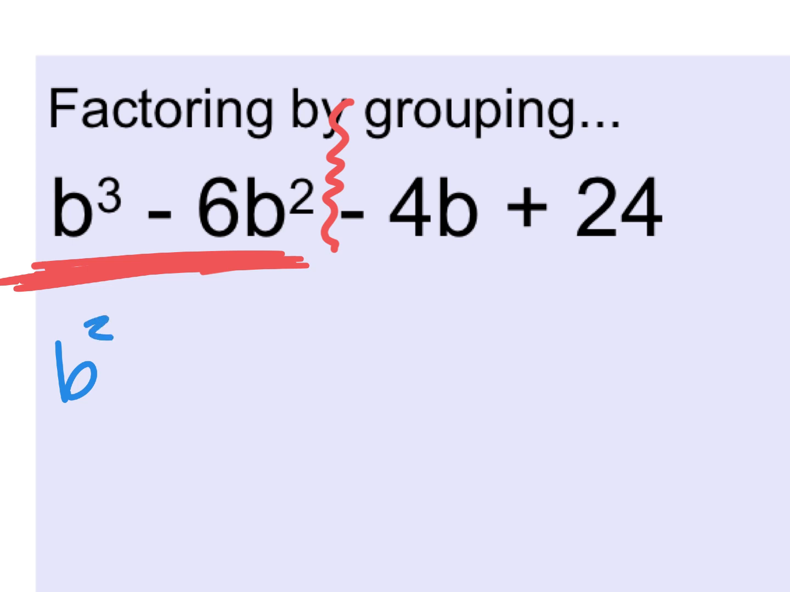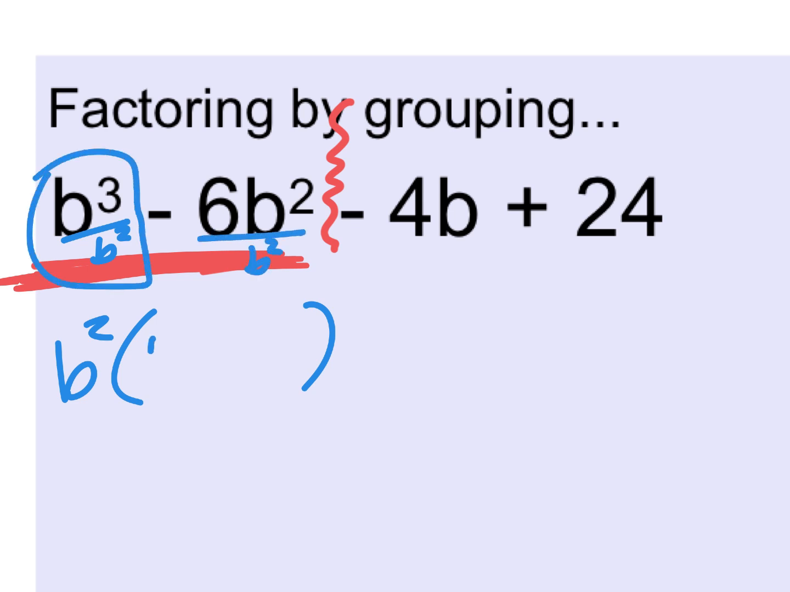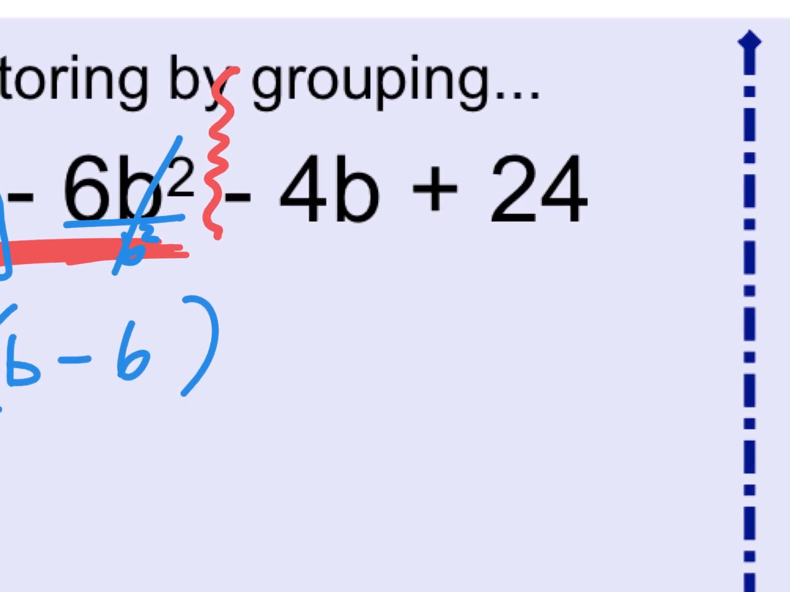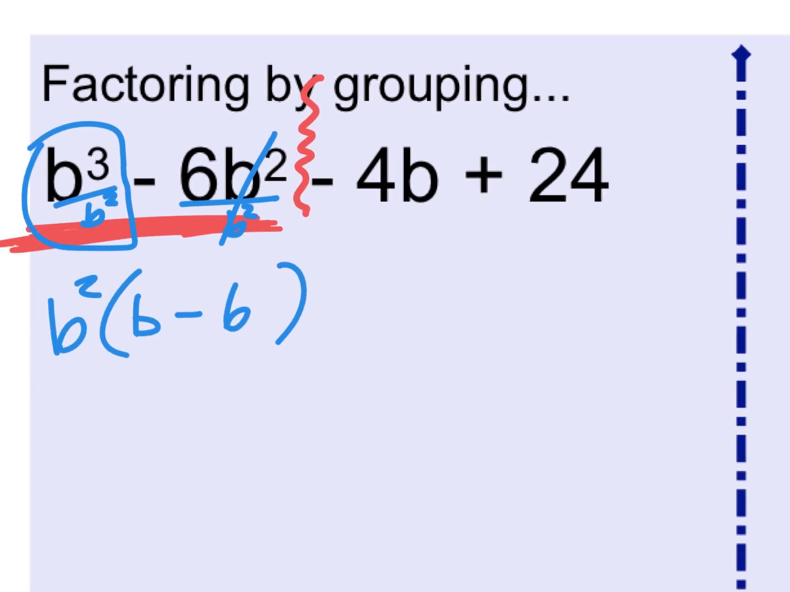B squared. And if I divide by b squared, I can see what I'd have left. And this would be a b minus, those cancel off, 6. B minus 6. And then over here, I think there's a 4 in both of them, isn't there? But be careful. Minus 4. If you can take out a negative, you should.